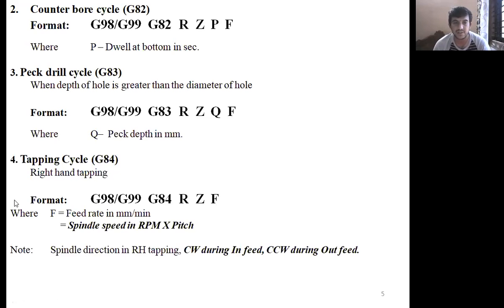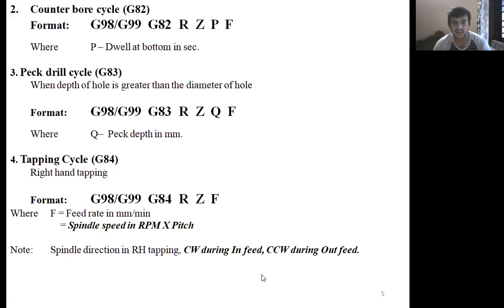You use a formula, which you already know from the turning operation on the lathe machine, where you set the gear ratios for thread cutting. The same thing applies here. Here the feed rate F is equal to what? Feed rate in per minute, and you calculate it. What formula do we use? The spindle speed in RPM times the pitch of the thread. Pitch is nothing but the distance between two consecutive threads, right?